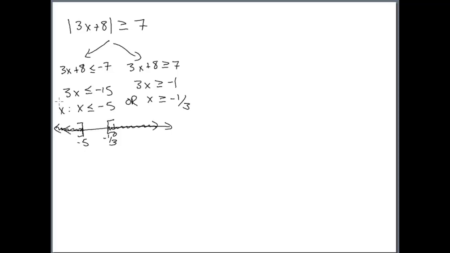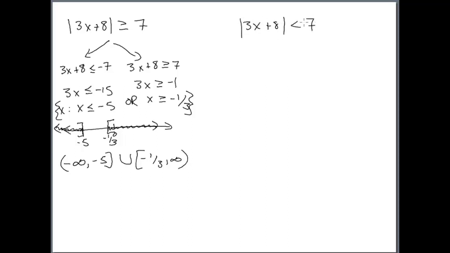So set notation, graph, and interval from negative infinity up to negative 5, union negative 1/3 to infinity. And we'll look at one very similar to that. We'll go 3x plus 8 less than 7. Now this one, the absolute value is contained. It's like kept in on a leash. You can't ever get bigger than 7 once you take these absolute values.